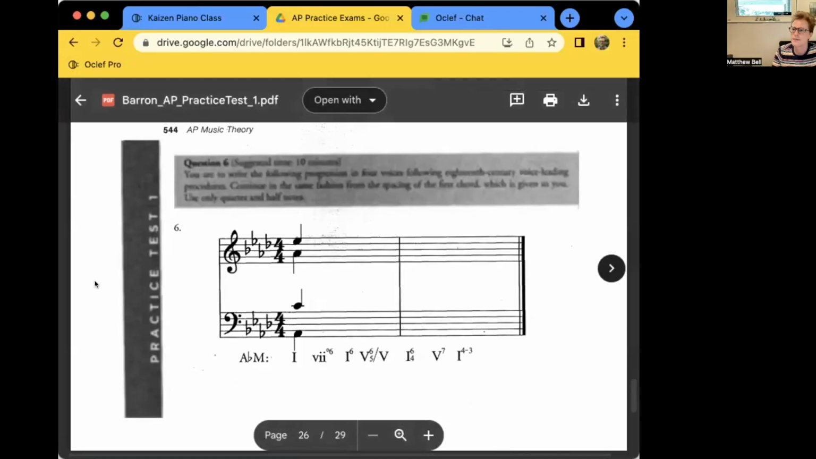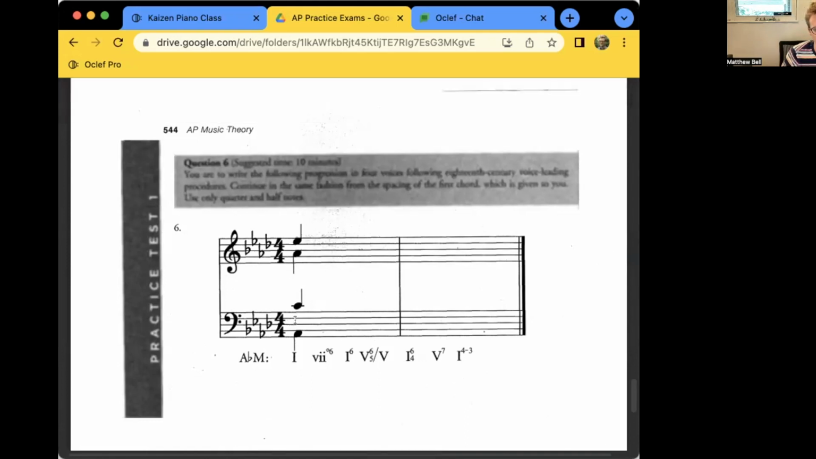So here's a pretty typical example of a part writing question that they would have to work through. Free response question. This is from the Barron test prep book. And so you can see here we've got a progression in A flat major. They are given the starting pitches, which is really nice, and they get some Roman numerals with inversion figures.